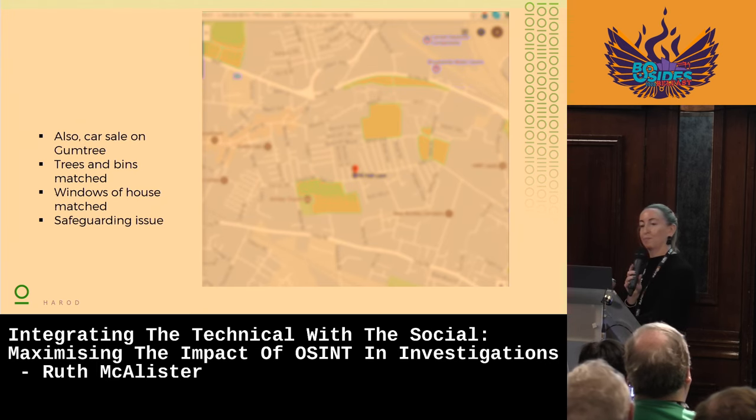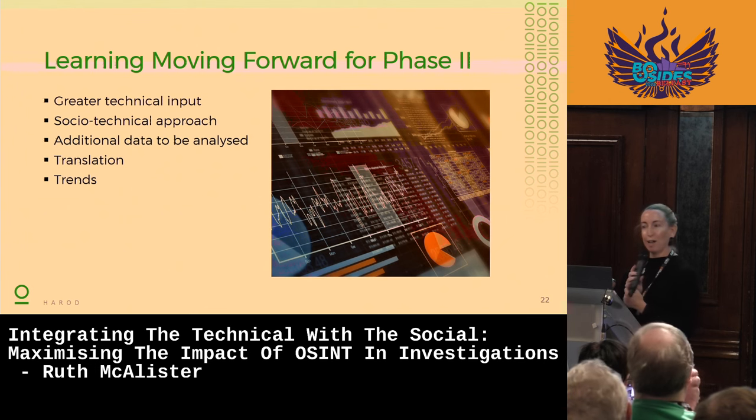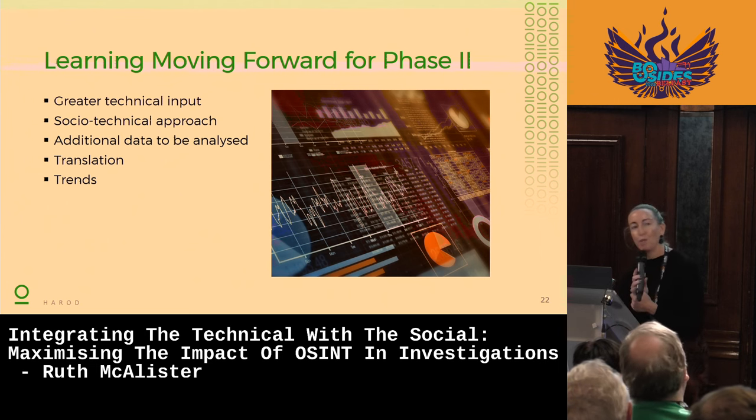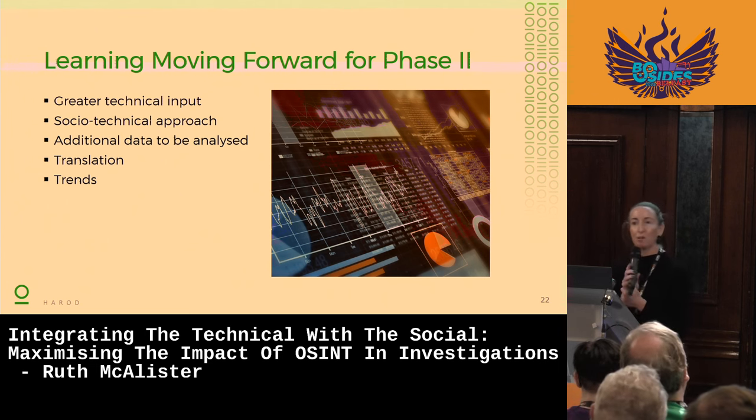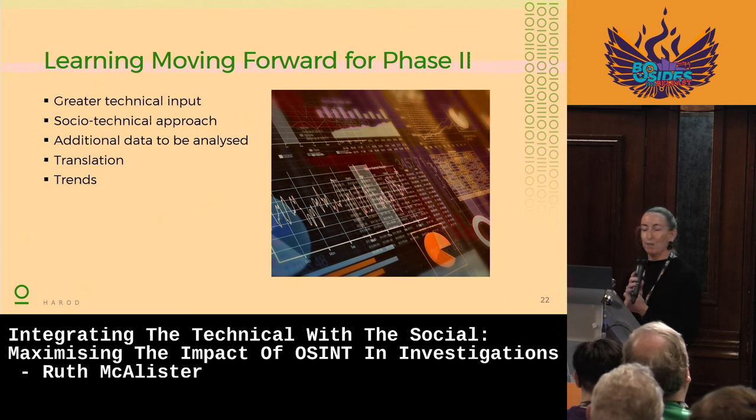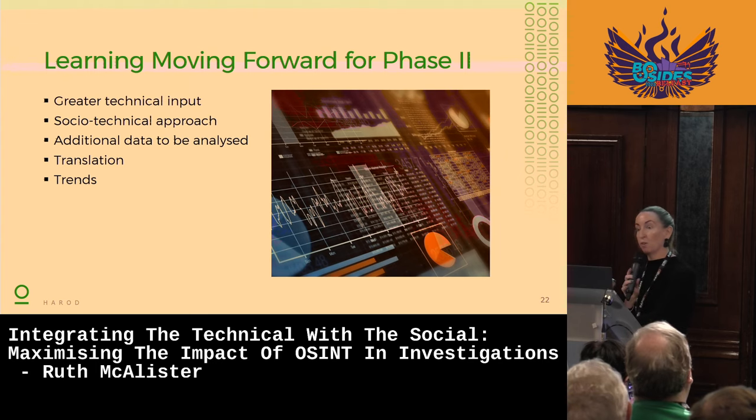So that took me quite a while, I'm not going to lie, doing all that manually. So I thought, right, let's do it better, let's do it smarter, let's engage more with my technology experts. So I wanted greater technical input. So I went for a full socio-technical approach in terms of what I was going to do next. And unfortunately, the next thing that happened in February last year, and you probably know where I'm going to go with this.